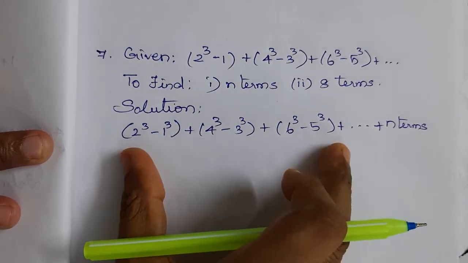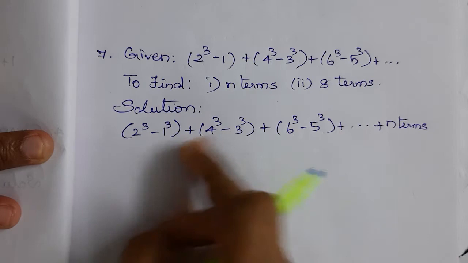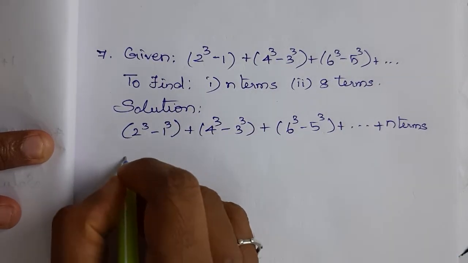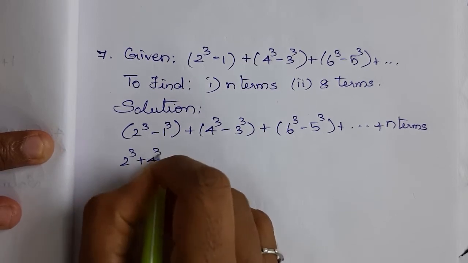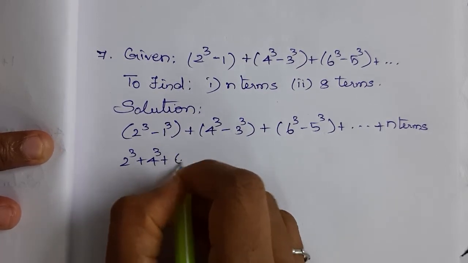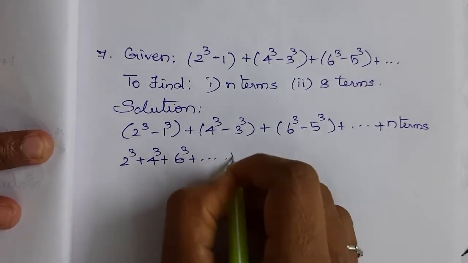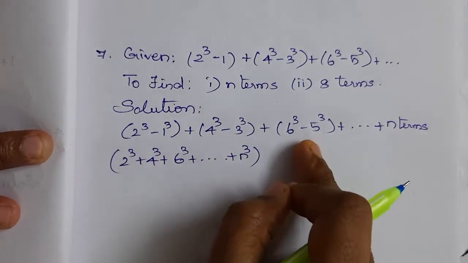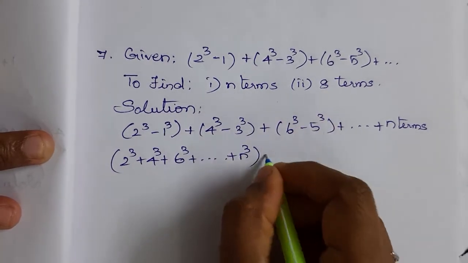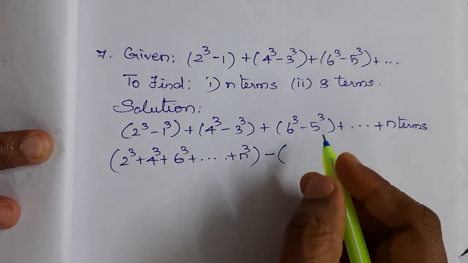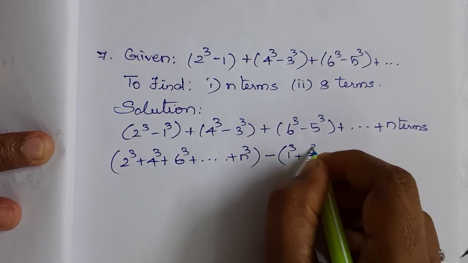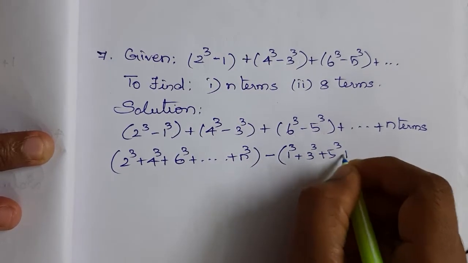Now I'm going to split this into 2. I'm going to take all the first terms together and then the second terms. So the first terms are 2 cube plus 4 cube plus 6 cube plus etc. plus n cube. And all the second terms have a minus sign. I'm going to remove that minus common outside and then write the remaining terms with plus. So which is 1 cube plus 3 cube plus 5 cube plus etc.